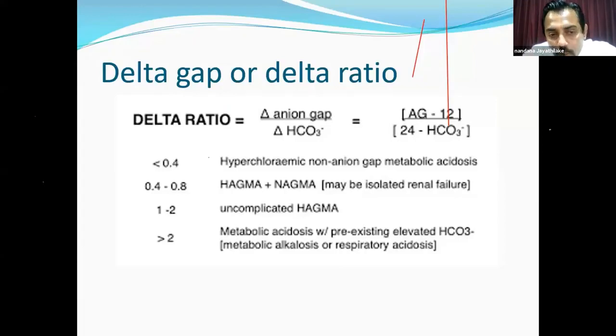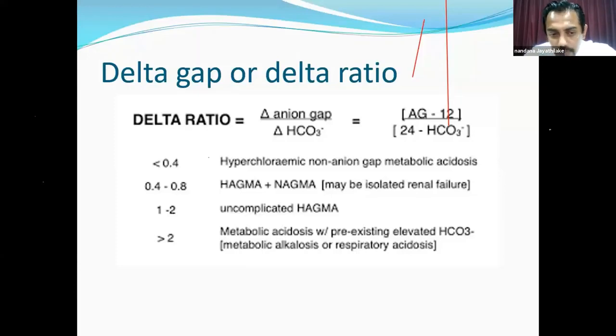If this value is less than 0.4, it shows a hyperchloremic non-anion gap metabolic acidosis. I'll teach you later what non-anion gap and anion gap metabolic acidosis are. Don't worry about that. So take it that if it is less than 0.4, it is a non-anion gap metabolic acidosis. If the value is between 0.4 and 0.8, this is a mixed picture of high anion gap metabolic acidosis plus non-anion gap metabolic acidosis. There are two things happening together.